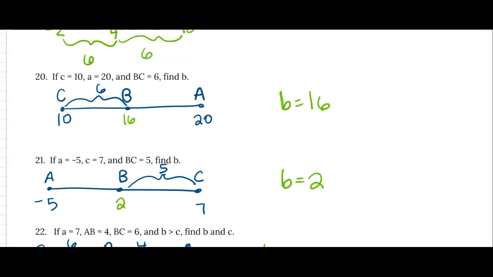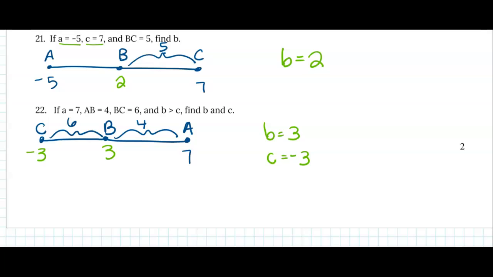20 and 21 were both fairly self-explanatory. Since C is 10 for number 20 and A is 20, we know that C has to be lower than A, and since BC is 6, then B has to be at 16. Same thing for 21, A is negative 5 and C is 7, so we know negative 5 has to be on the left and C has to be on the right. Giving a length of BC of 5 means that B is 5 away from 7, which is 2.